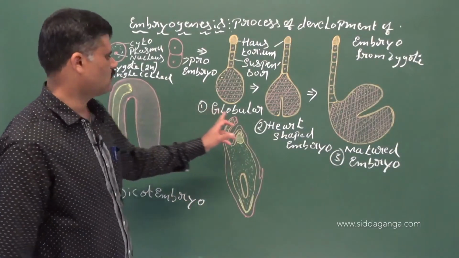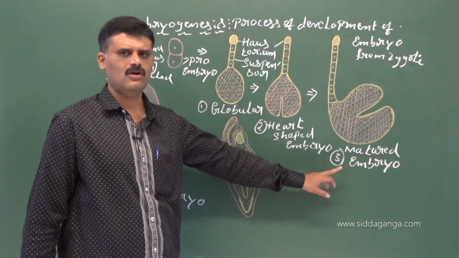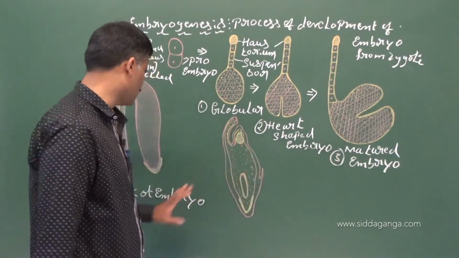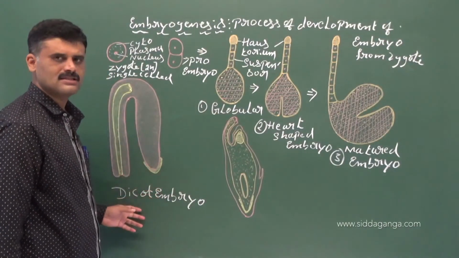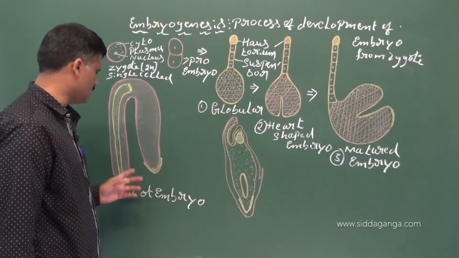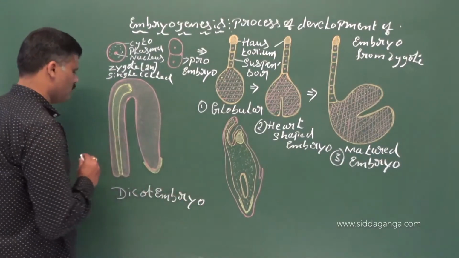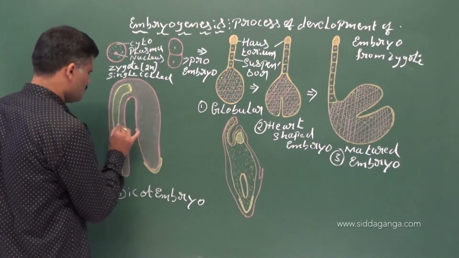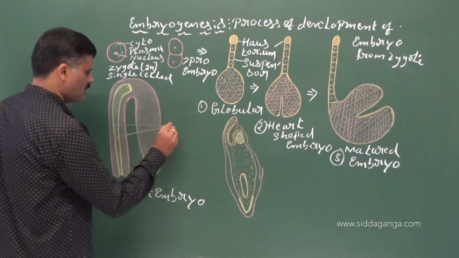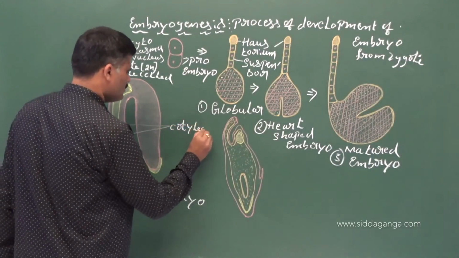So up to here, embryogenesis is similar in both monocot and dicot. After this, further development gives rise to different shapes, that is one dicot or the other type, monocot. See, the dicot embryo consists of two cotyledons, so the name is called dicot, two cotyledons.